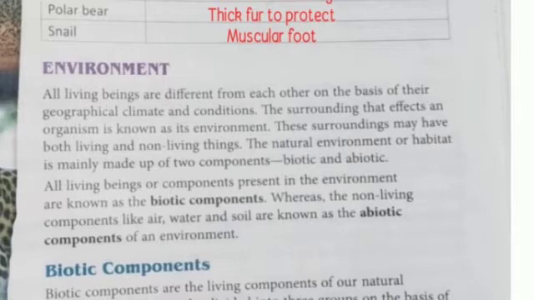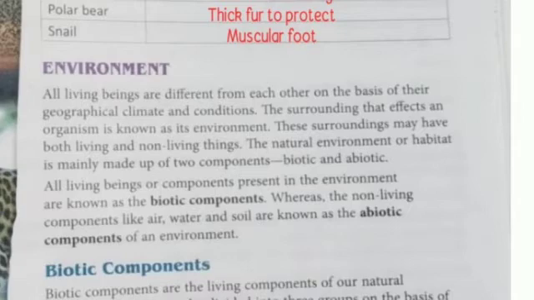Biotic means which have life. And where is the life? Life is in plants and animals and human beings. That's all. Except these three, all are abiotic. Only plant, animal and human beings are biotic, and all others are abiotic.